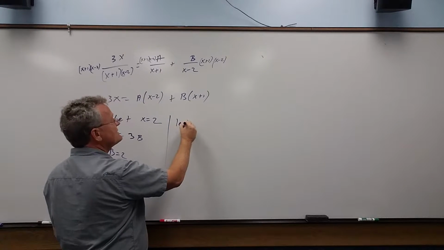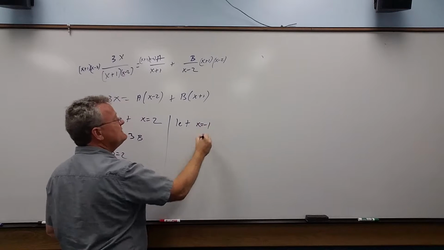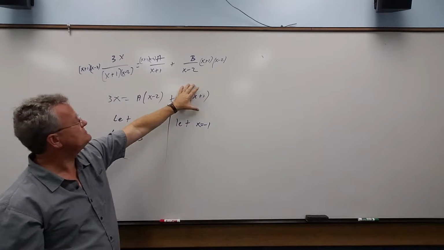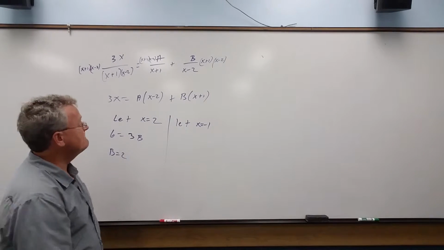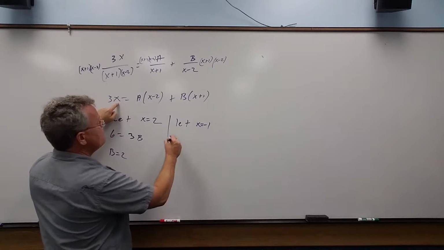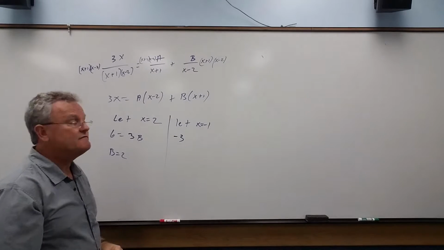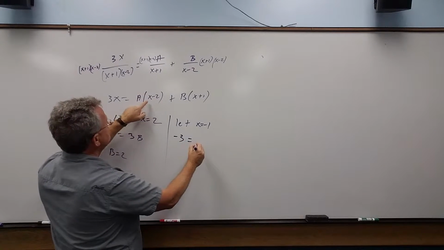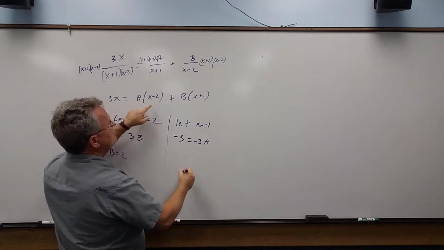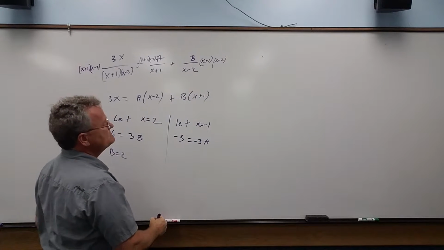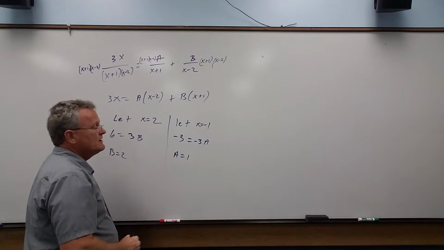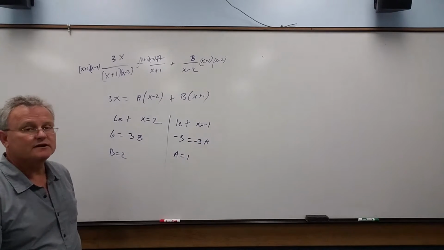Now, let's let x equal negative 1. That's a convenient choice, because when x is negative 1, this will go to 0, and we can solve for a. So when x is negative 1, 3 times negative 1 is negative 3. Negative 1 minus 2 is negative 3, so we get negative 3a. Negative 1 plus 1 is 0. And dividing here, we find a is 1.